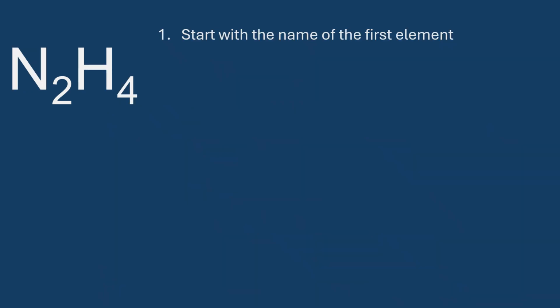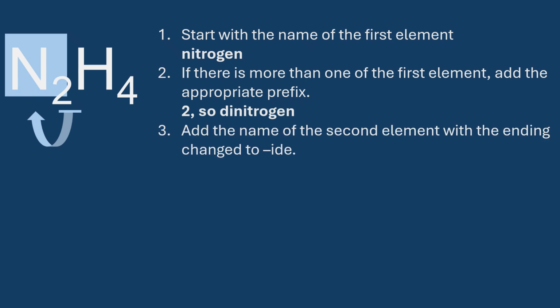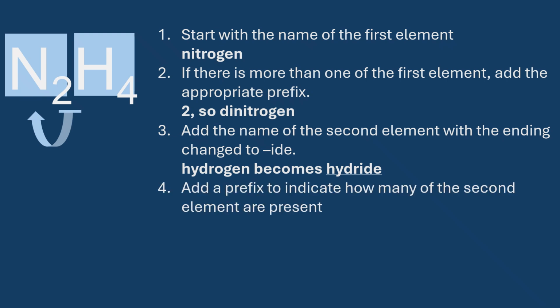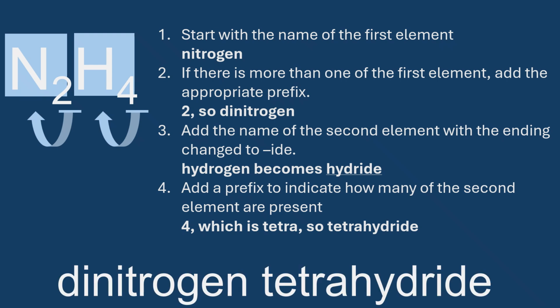First, we'll start with the name of the element in the formula, which is nitrogen. Determine how many nitrogen atoms you have present, which is 2, and that should give you dinitrogen. Name your second element and change its ending to IDE, so hydrogen will become hydride. Indicate how many hydrogen atoms you have. In this case, we have 4, so that means we need to use tetra, and that gives us tetrahydride. Lastly, string the 2 pieces together and name your compound, dinitrogen tetrahydride.